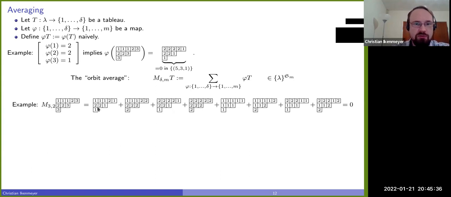And yeah, here in this case, of course, you will see that there's always going to be some repeated entry in the first column because you only have 2 numbers and three boxes. So this is certainly going to be 0, because all of these 8 here will be 0 in your quotient space.